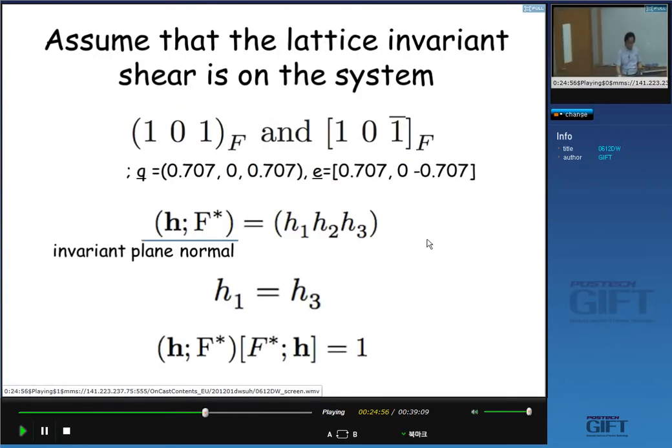And we can do a similar thing to identify the index of the invariant normal. Here, we assume the invariant plane normal H as H1, H2, H3. This plane should contain the displacement vector, right? So we have this relationship. And also the magnitude of the plane normal should be unit. So we have the second condition.